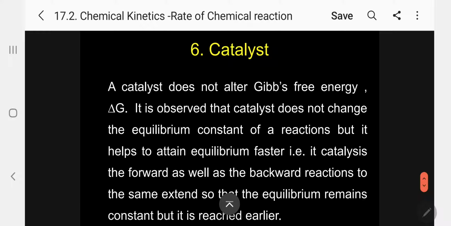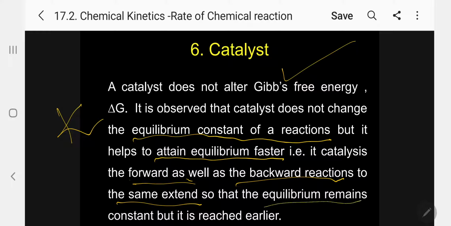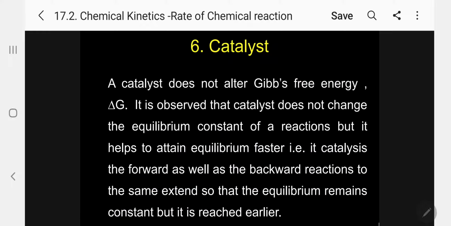Now, a catalyst does not alter Gibbs free energy, delta G. It is observed that a catalyst does not change the equilibrium constant of the reaction, K, but it helps to attain equilibrium faster. That is the only thing. That is, it catalyzes the forward as well as the backward reaction to the same extent, so that the equilibrium constant remains the same, but it is reached earlier. Kindly follow. That is the action of a catalyst.